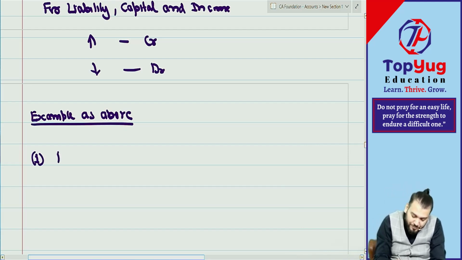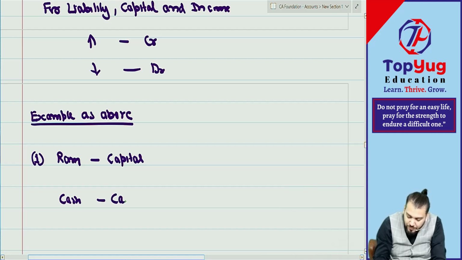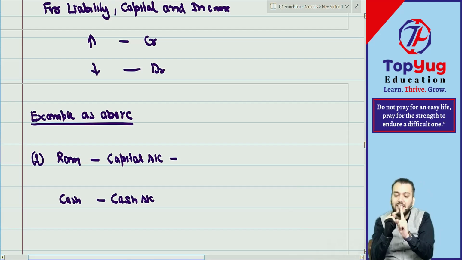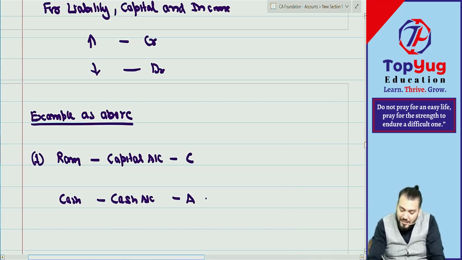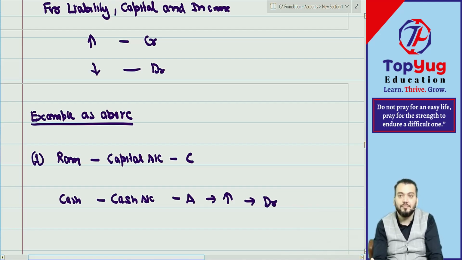But what are the two aspects? Ram and cash. बताओ. For Ram, which account? Capital account. For cash, which account? Cash account. Correct? Now you need to identify whether capital is asset, liability, capital, income or expense. So capital is what? Capital only. Cash is what? Asset. But is it an increase in cash or a decrease in cash? Increase in asset. Increase in asset will be debited. For asset and expense, same rules. Asset and expense will have a debit balance.